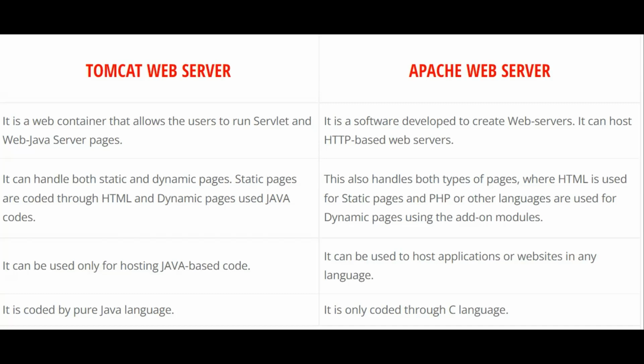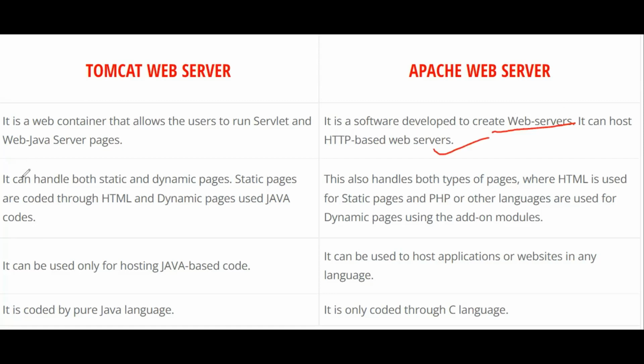So there are many web servers. Among them, one is Tomcat Web Server and the other one is Apache Web Server. Let us look into the differences between Tomcat Web Server and Apache Web Server. Tomcat Web Server is a web container that allows the user to run servlets and JavaServer Pages. Now coming to Apache Web Server. Apache Web Server is software developed to create web servers. It can host HTTP based web servers.